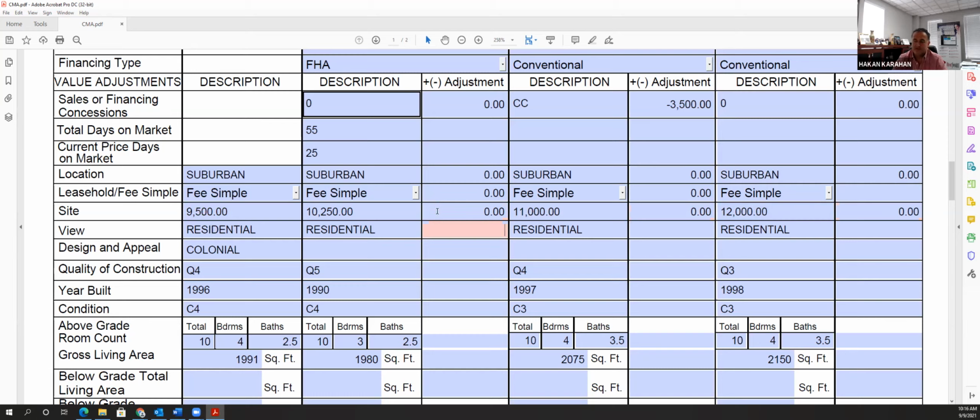Location, view. So basically, this home is located in a residential neighborhood. If it was a residential property in a commercial area, then you would say the view would be residential and commercial. But there are no adjustments for those either. Property type, there's no adjustment.